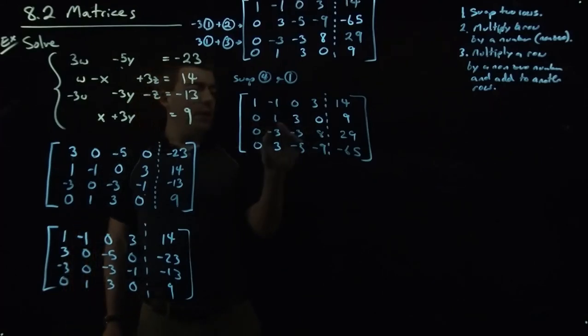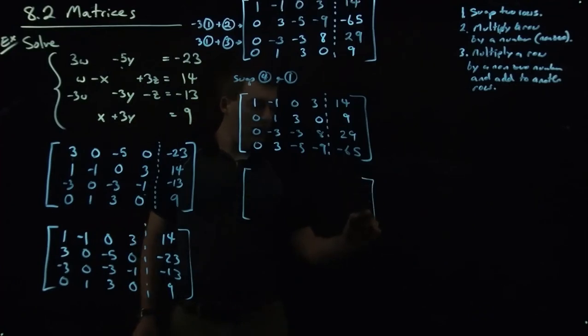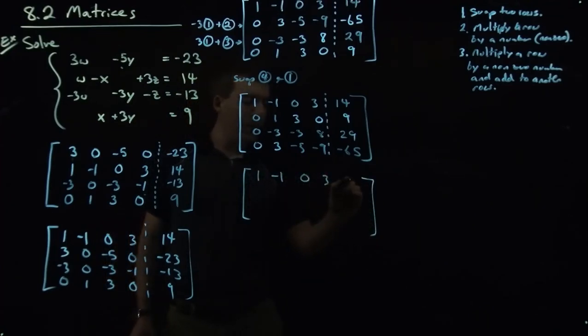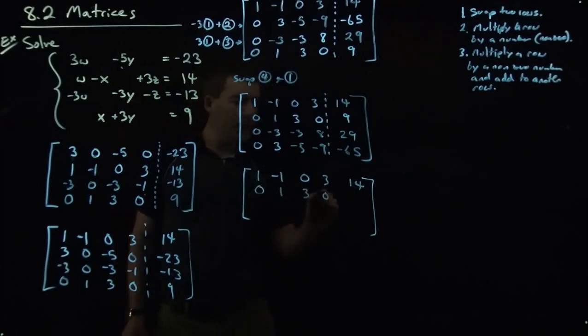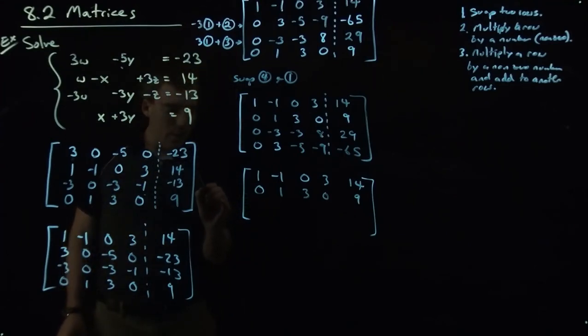Now we need to eliminate these values, -3 and the 3. So we'll multiply the second row by 3 and add it to the third row. So 1, -1, 0, 3, 14, 0, 1, 3, 0, and 9. All right, and now we take 3 times row 2, add it to row 3.